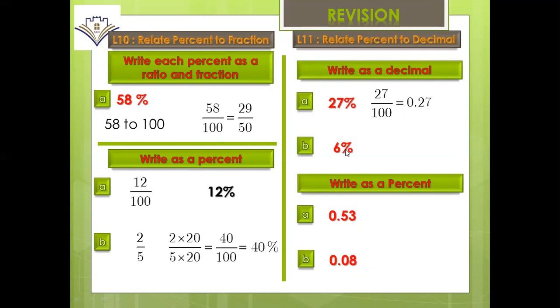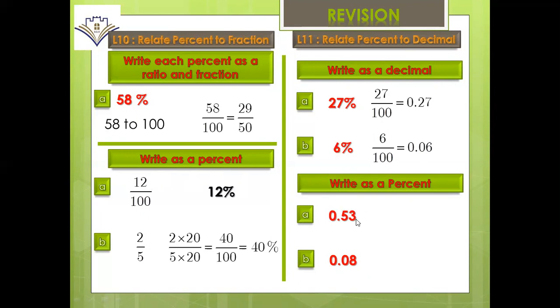6% means 6 divided by 100. When we divide by 100, move the point 2 places to the left. Then there is only one digit, so we need another number. Put 0 first and then put the decimal point. Then 0.06.